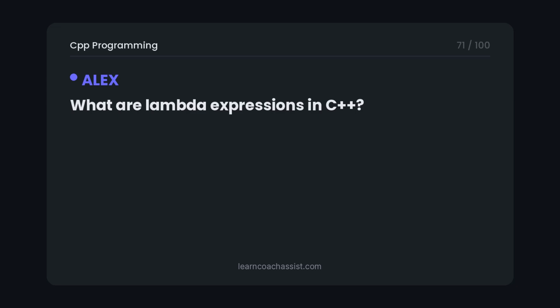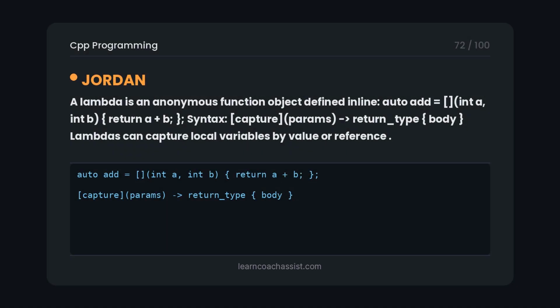What are lambda expressions in C++? A lambda is an anonymous function object defined inline. auto add = [](int a, int b) { return a + b; }; Syntax: [capture](params) -> return_type { body }. Lambdas can capture local variables by value or reference.